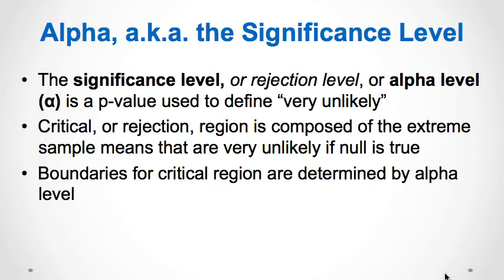Sometimes alpha will be given to you on tests, homework assignments, or by journal editors. Other times, you will have to choose alpha yourself. However, for this class, you will always be provided with alpha. Typical alpha levels are 0.05 or 5%, 0.01 or 1%, and 0.1 or 10%.